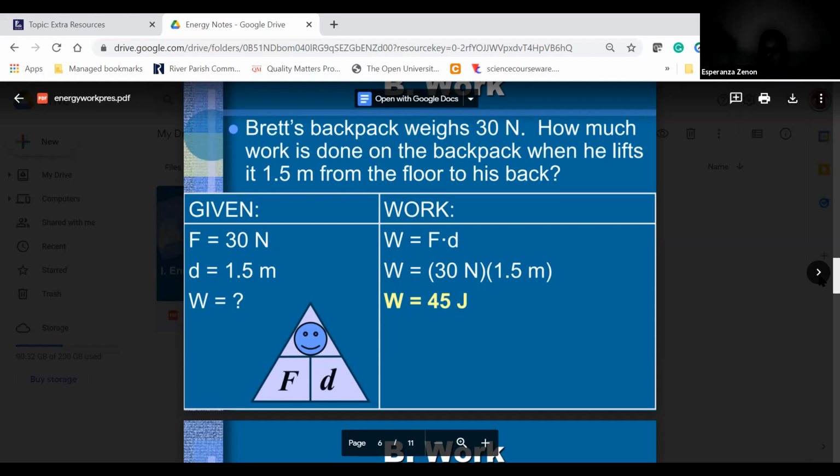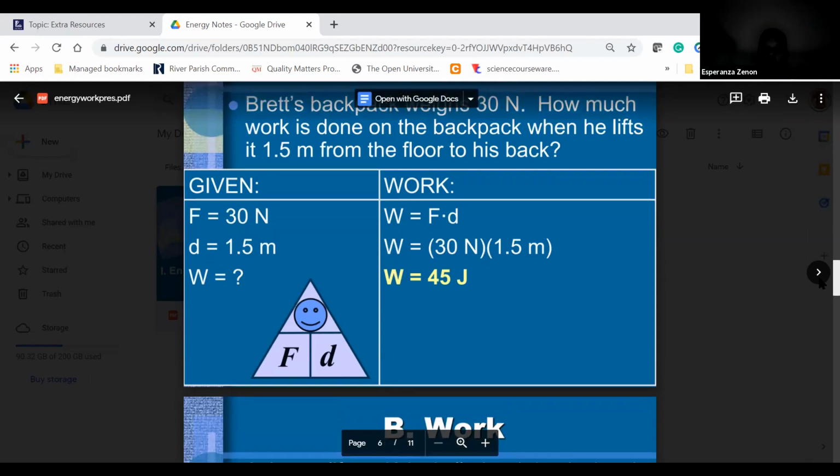Notice I've taken the work formula and put it in the pyramid. W is on the top. So since I'm solving for W, I multiply F and D together because they're right next to each other.